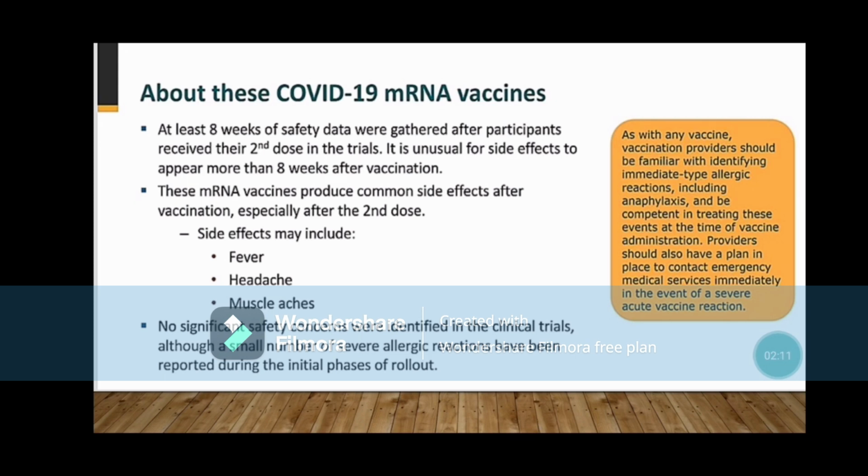This is basically the summary of all the things we have been discussing about COVID-19 vaccines and their side effects. So, at least 8 weeks of safety data were gathered after participants received their second dose in the trials. It is unusual for side effects to appear more than 8 weeks after vaccination. So, people got symptoms and the side effects after getting vaccinated within those 8 weeks. After 8 weeks, it was unusual to get those side effects. These mRNA vaccines produce common side effects after vaccination, especially after the second dose.